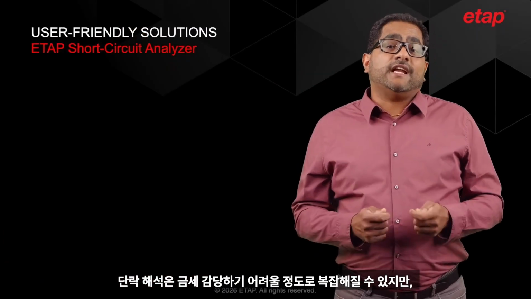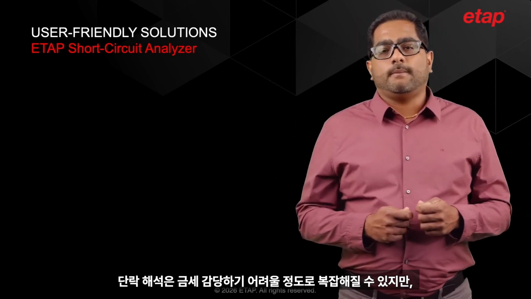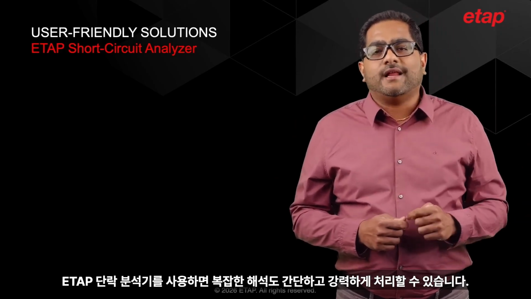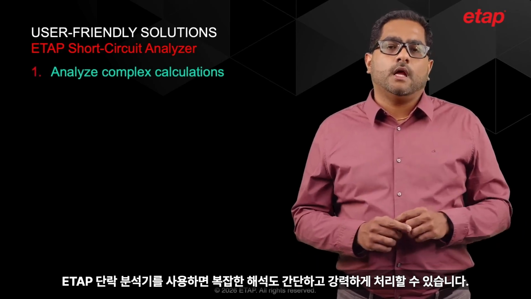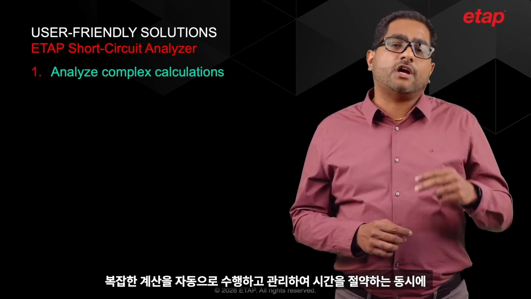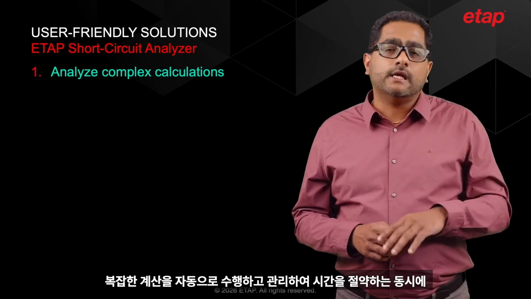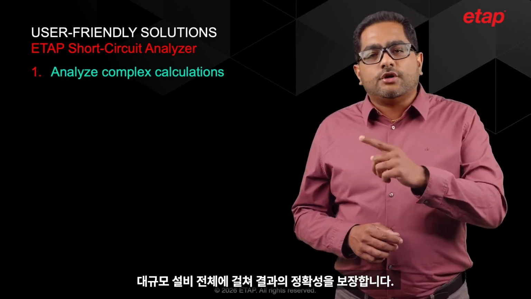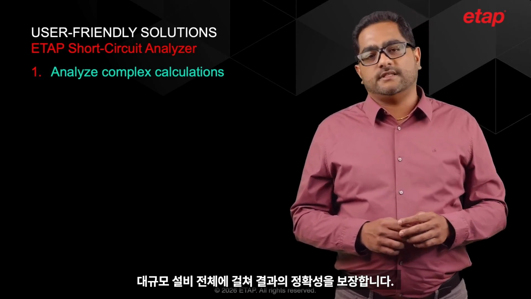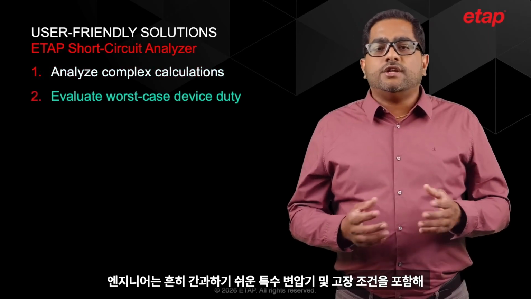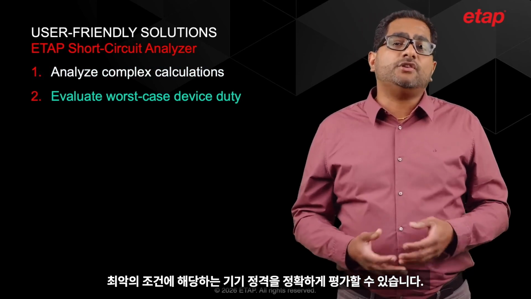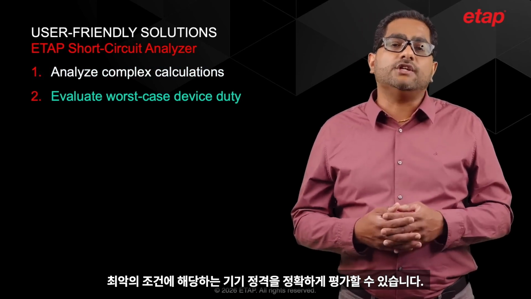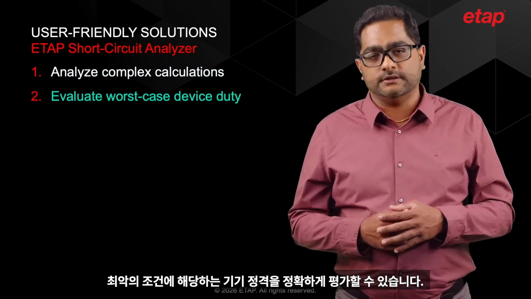Short-circuit studies can quickly become overwhelming, but the ETAP short-circuit analyzer makes complex analysis both simple and powerful. It performs and manages complex calculations automatically, saving time while ensuring accuracy across large facilities. Engineers can evaluate worst-case device duties, including special transformer and fault conditions that often get overlooked.